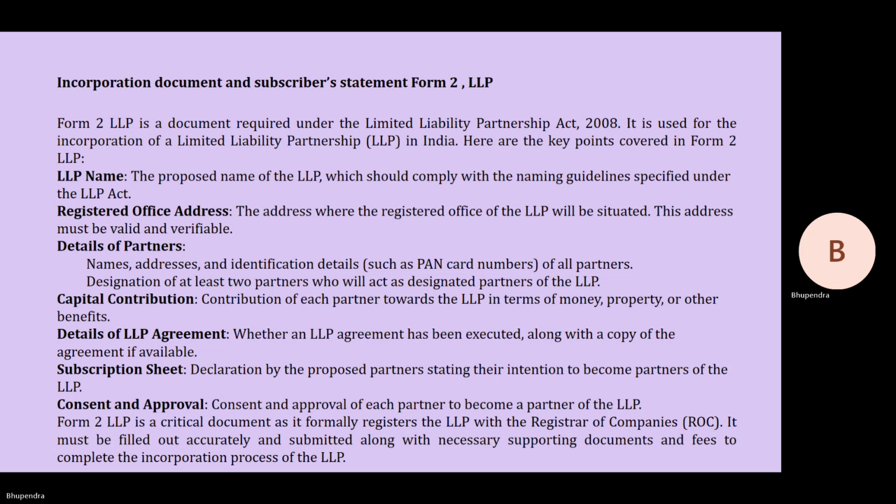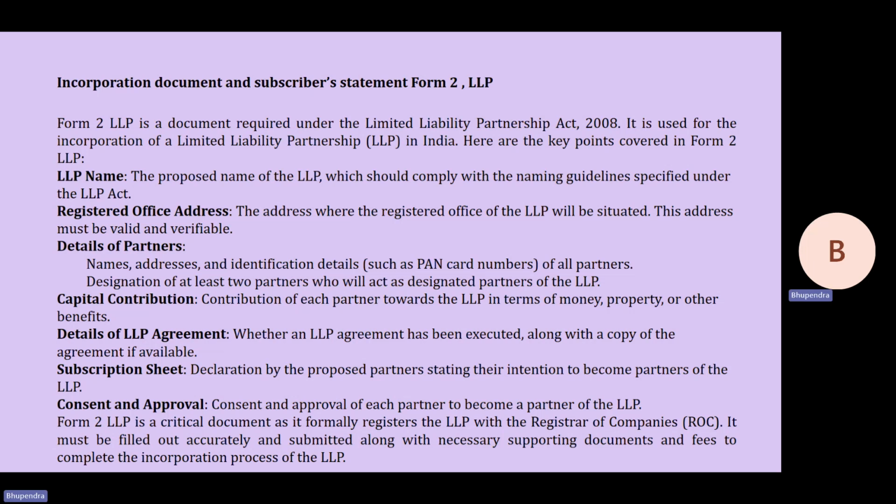Subscription sheet: declaration by the proposed partners stating their intention to become partners of the LLP. Consent and approval of each partner to become a partner of the LLP. Form 2 LLP is a critical document as it formally registers the LLP with the Registrar of Companies. It must be filled out accurately and submitted along with necessary supporting documents and fees to complete the incorporation process of the LLP. Now, this is all about Form 2.